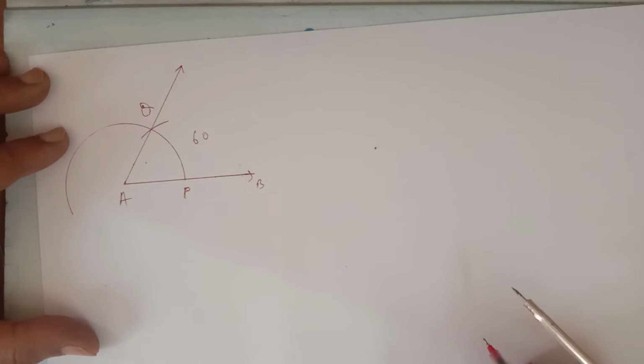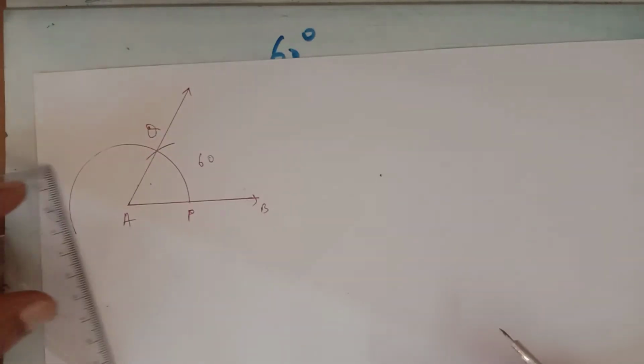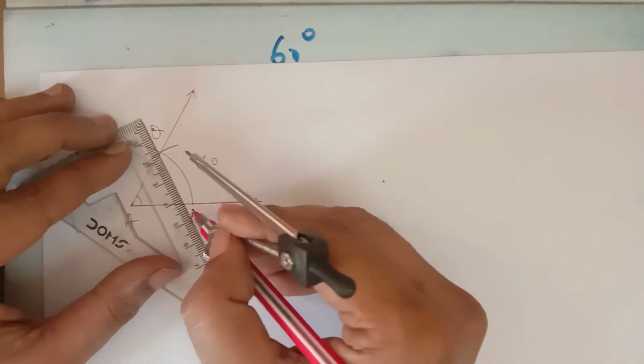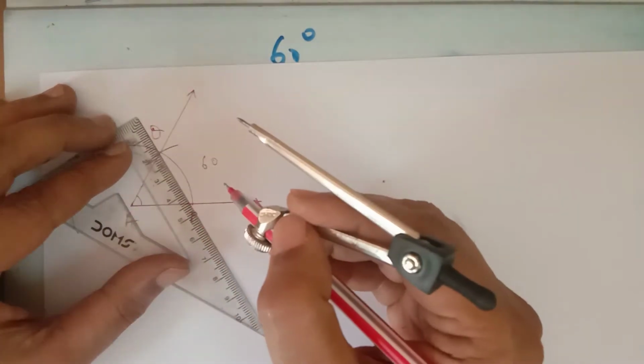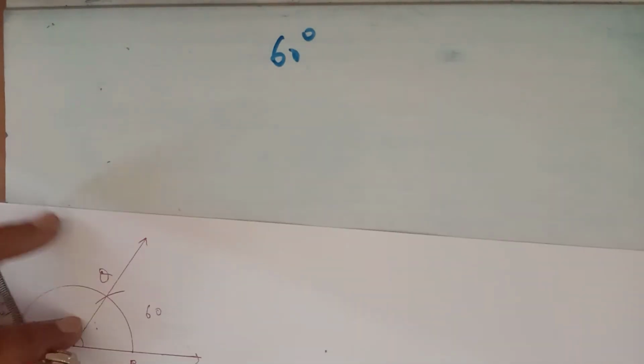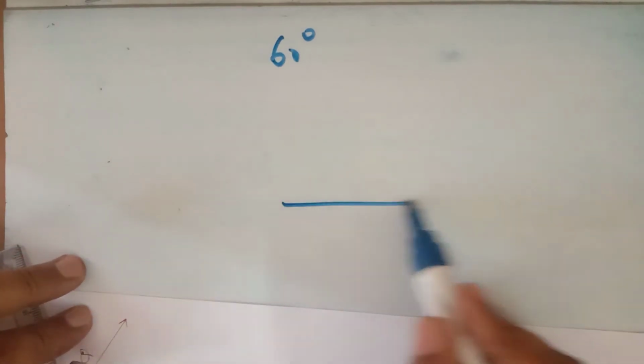Now why is it a 60-degree angle? Now listen very carefully. This angle will be 60 degree because if I join this QP, you don't have to draw it, I am just telling you why it is a 60-degree angle.